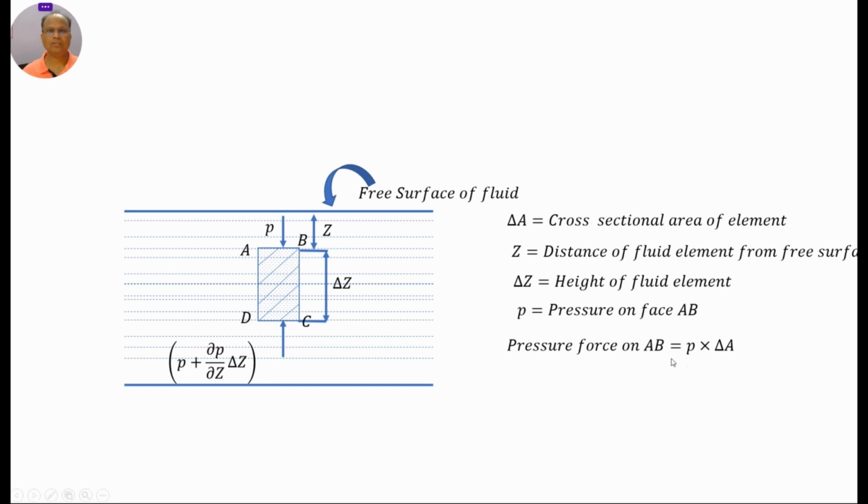The pressure force on AB is equal to P into delta A, where delta A is the cross-sectional area of the fluid element. The same way, the pressure force on CD is P plus dou P upon dou Z into delta Z, into delta A.